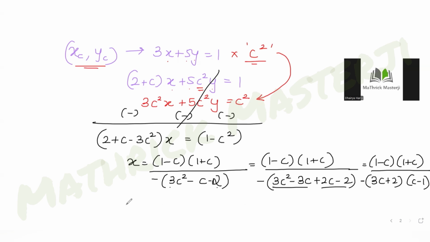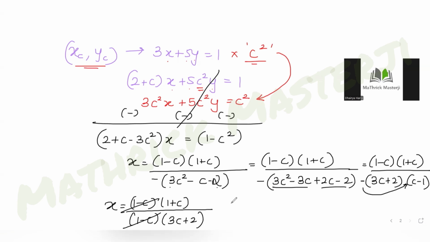Actually I can write this x as (1 − c)(1 + c), the whole thing divided by minus. If I take that inside the bracket, it becomes −c + 1. So it basically becomes (1 − c) and (3c + 2). This and this get cancelled. You get x = (1 + c)/(3c + 2).